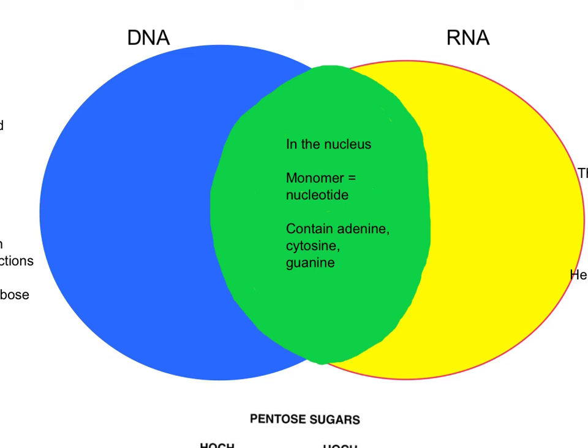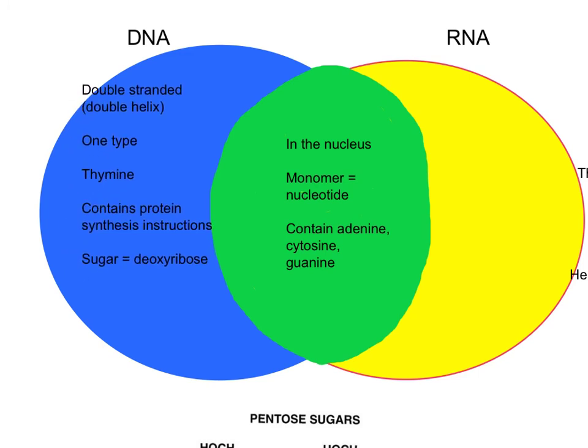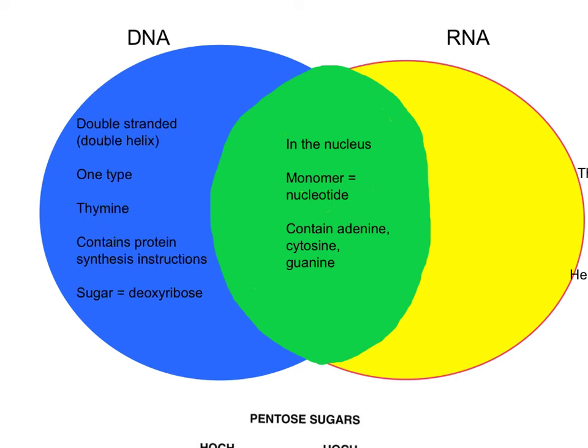The monomer for both of these is a nucleotide. Going to have that sugar, phosphate, nitrogen base. So the monomer of both will be a nucleotide, and they're all going to contain adenine, cytosine, and guanine. Now that 4th base will differ between the two. So if y'all remember, DNA will be double-stranded, in that double helix shape. Sorry, it had cut something off there. There's only one kind of DNA. It has that nitrogen base thymine. It contains our protein synthesis instructions, and it contains the sugar deoxyribose.